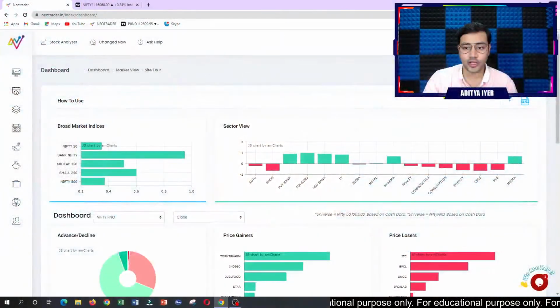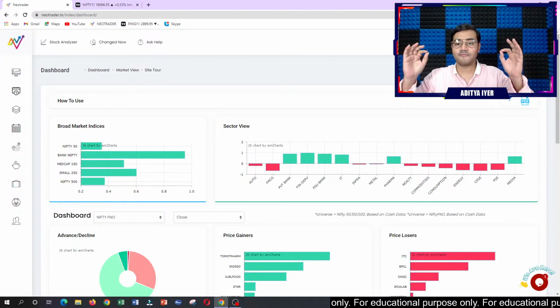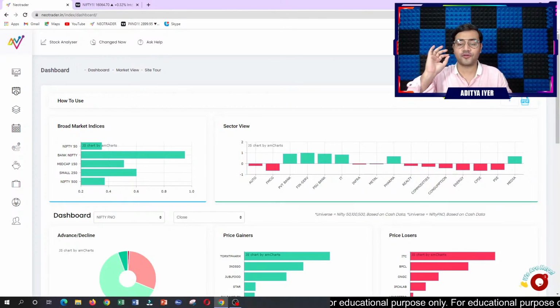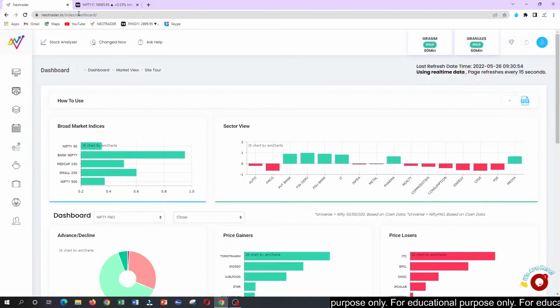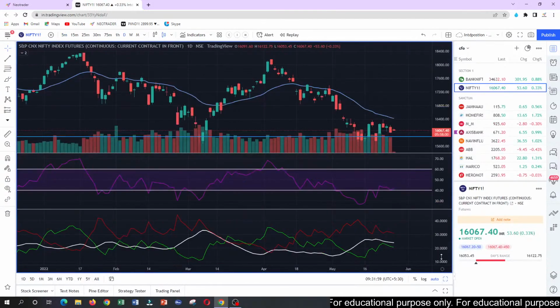The first thing that we are going to do is analyze the market. And when it comes to analyzing the market, the first thing we will do is analyze the Nifty. The first 15 minutes of the market have gone by, so let us see what was in store in the first 15 minutes. Let me pick up from yesterday's Nifty chart.